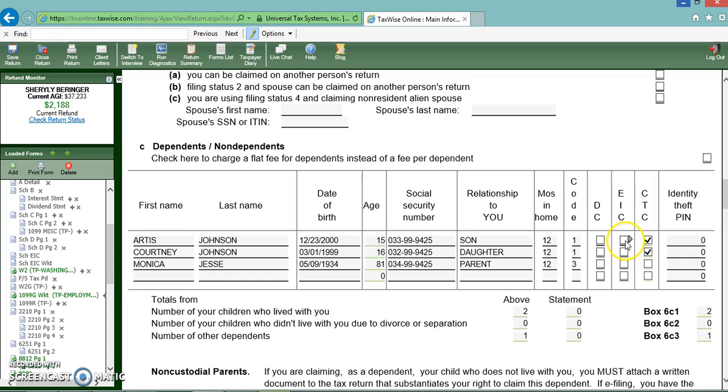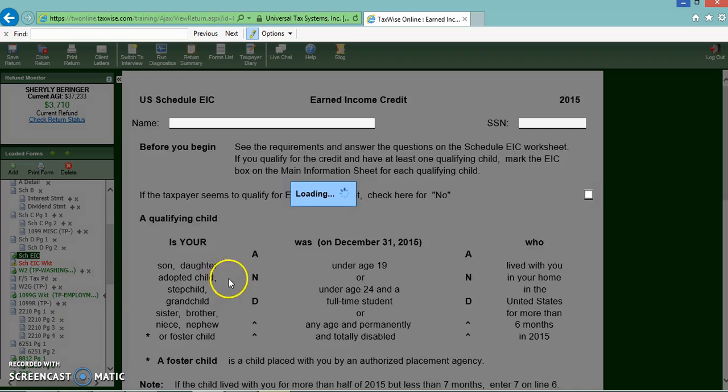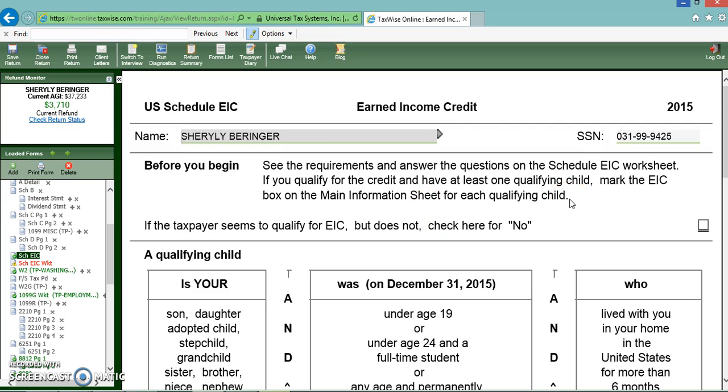But if you forget to do this, if you overlook this, then that's it. It's not going to be attached to the return. So you have to remember to click these 2, because if you don't, then it doesn't apply to the tax return. So this is the very first step: coming to the main info worksheet, finding the dependents that would qualify the taxpayer for the earned income credit, and click on them. So after you've clicked on them and these earned income credit worksheets have shown up, you just go to the worksheets and you start filling them out.